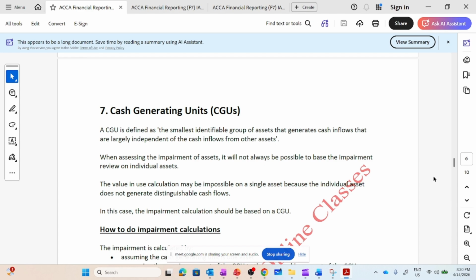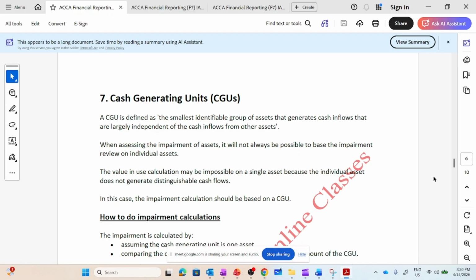So now we need to move to the cash generating unit. When we are talking about the cash generating unit, it means we have different small components of assets, an identifiable group of assets, that individually can't generate future cash flow. They are called future economic benefits. But when we group these assets together, they can generate a cash inflow to the business. Because of that reason, we are going to account for these categories of assets as a single unit.